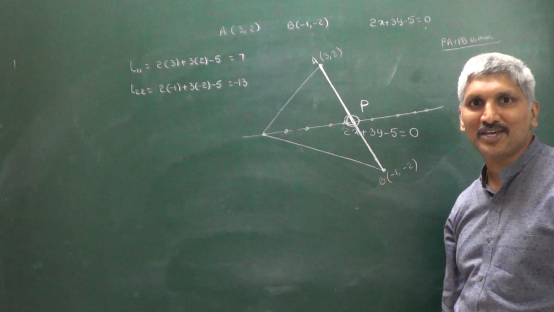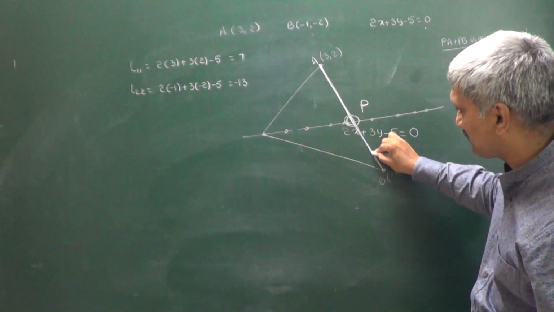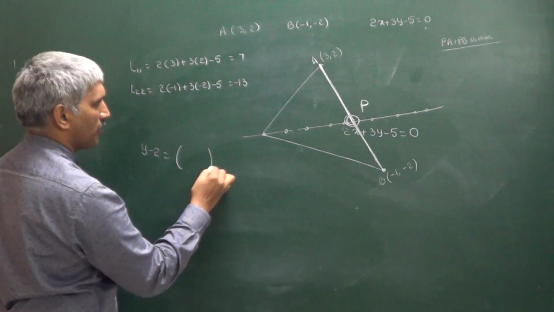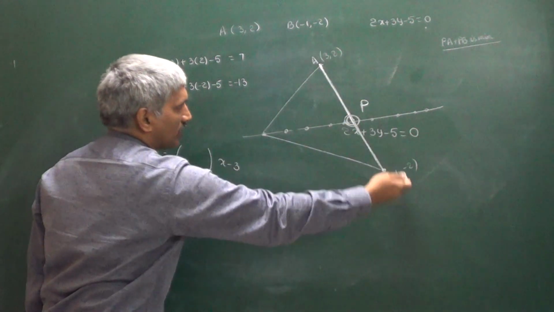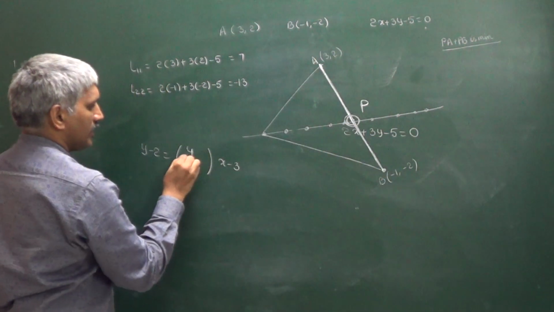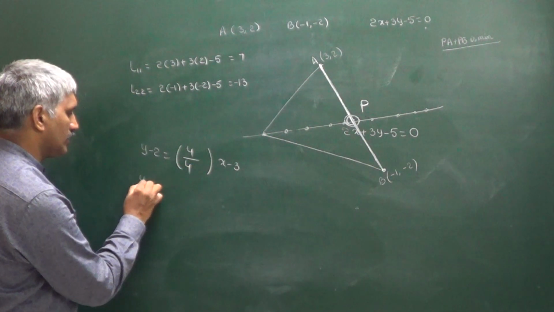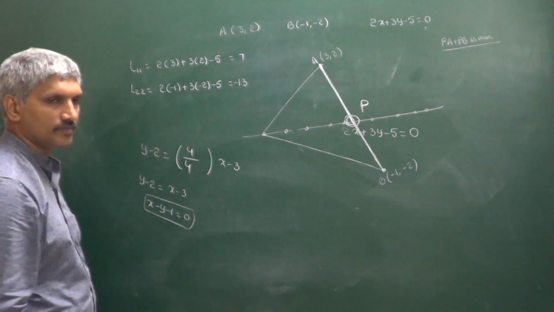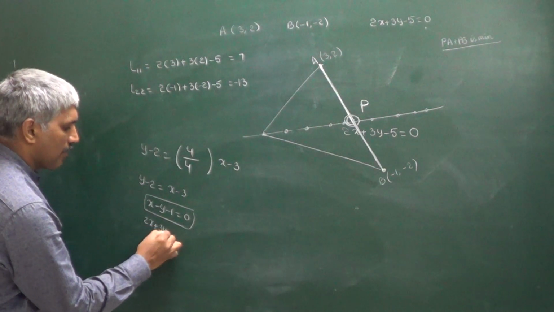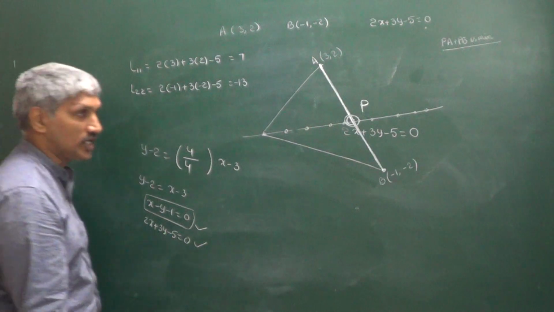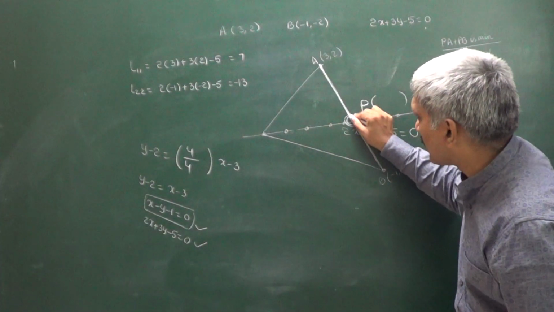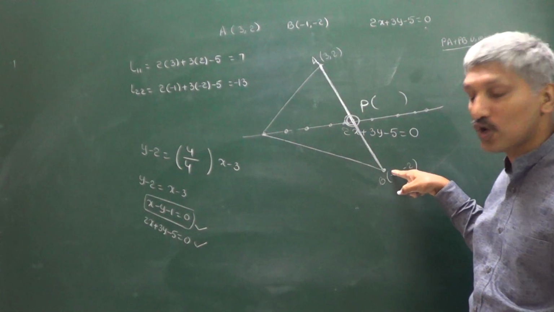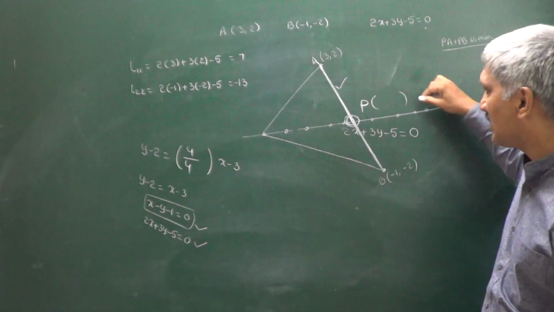So how do we get that point P? You know how to find the line equation of AB: y - y1 is equal to slope into (x - x1), where the slope is (y2 - y1) divided by (x2 - x1). Therefore, we get y - 2 = x - 3, so x - y - 1 = 0. The other line is 2x + 3y - 5 = 0. If you solve these two equations, you will get the coordinates of P. So, to get PA plus PB as the minimum, the point P must lie on AB. P is the point of intersection of this line and this line.